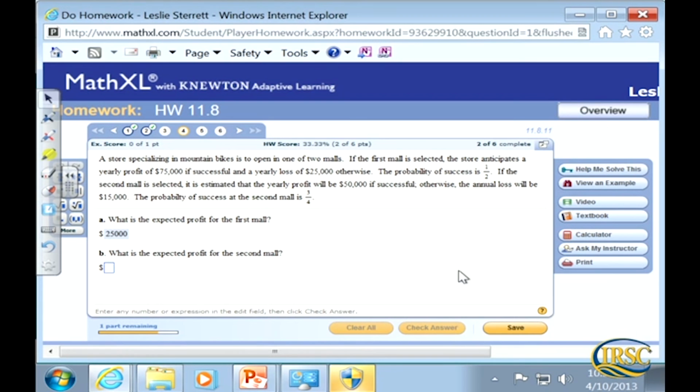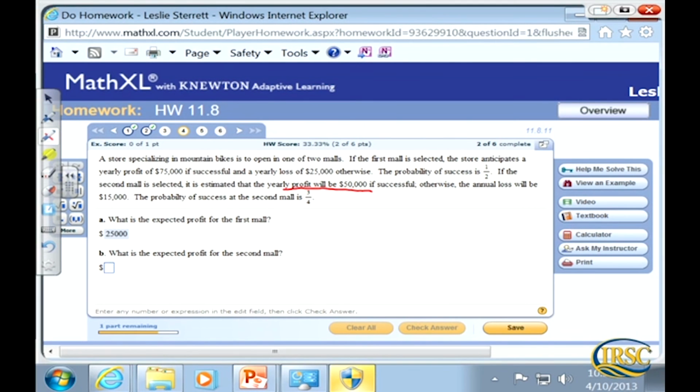Math Excel is very happy with you today. Okay, what is the expected profit for the second mall? So now I want to give you guys an opportunity for a couple minutes to see if you can do this chart from scratch. I'll write out the information a little bit bigger in case it's hard to read. The second mall says that its estimated yearly profit will be $50,000, and then a loss of 15,000. And the probability of success is 3/4.